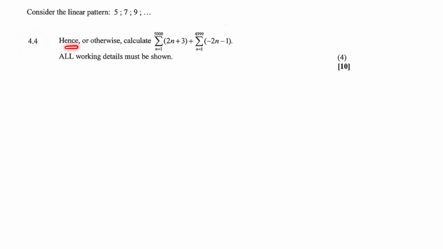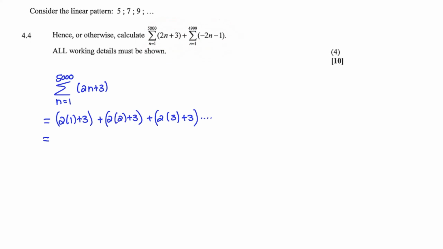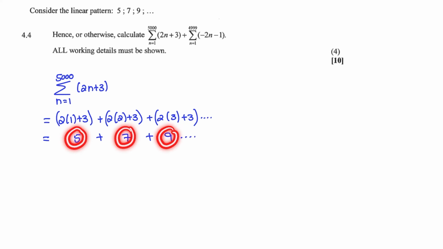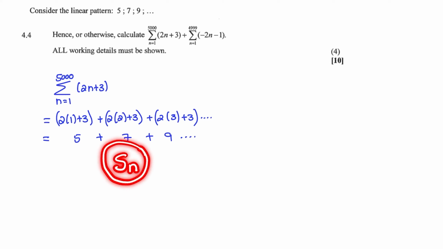4.4. Hence or otherwise, calculate these two sigma expressions added together. All working details must be shown. What I would do is simplify every sigma expression by itself. So let's start with the first sigma expression. I'll start my substitution with 1 to find the first term, and then I'll only find the first 3 terms. That'll help me to establish that this expression is linear, meaning there is a constant difference between terms, meaning that I can use the Sn formula for an arithmetic pattern.